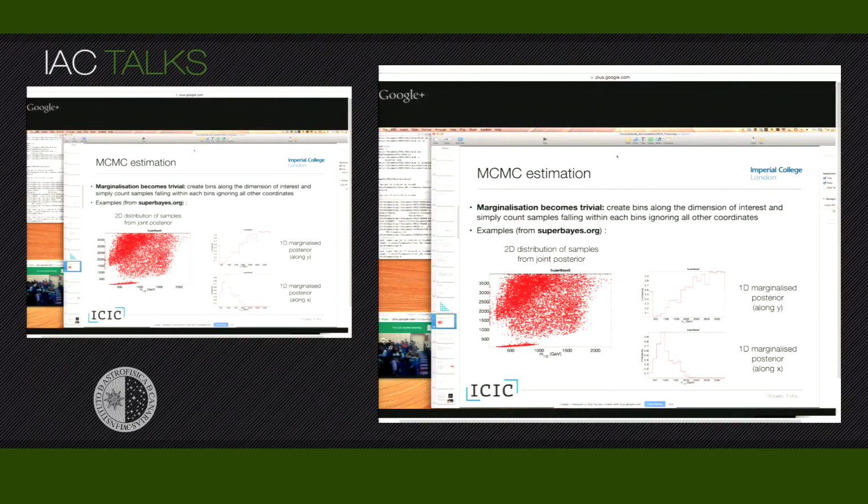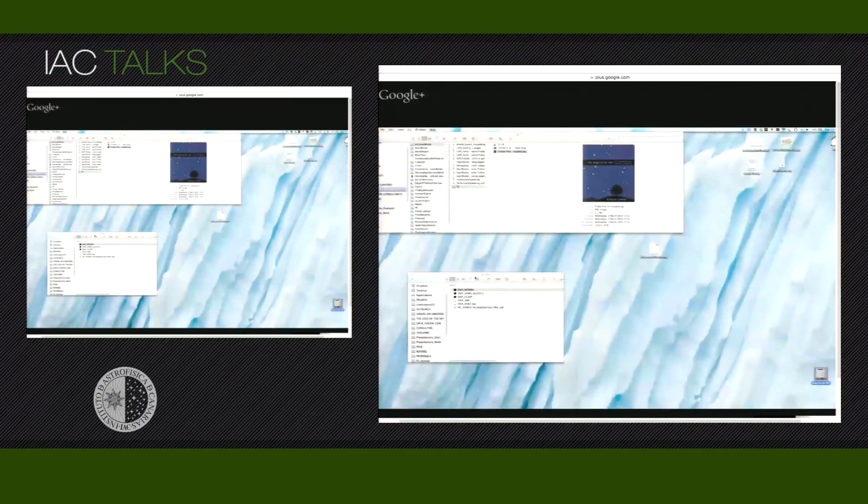I just want to give you a very quick example of a nasty distribution like that, if you can find it quickly.